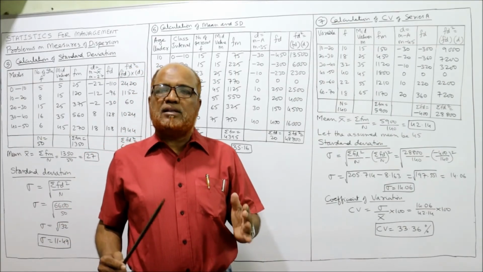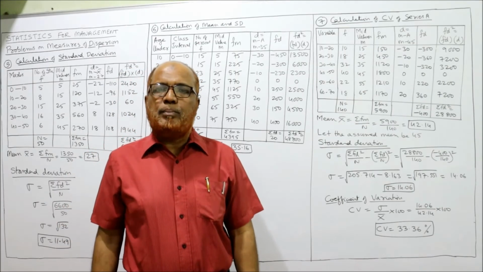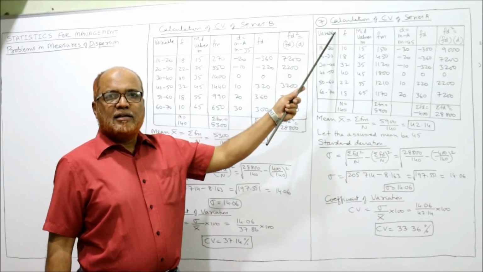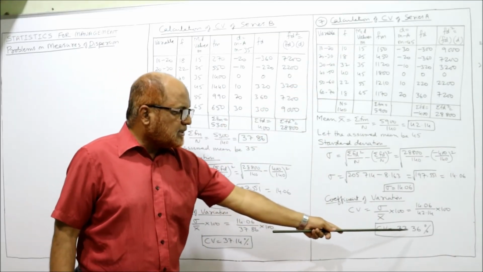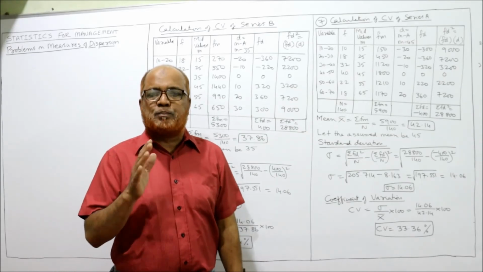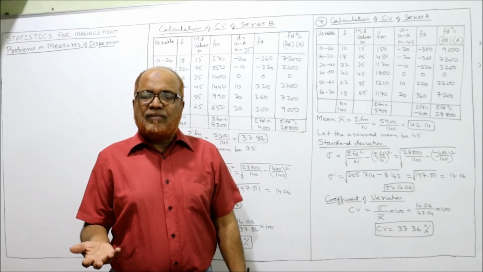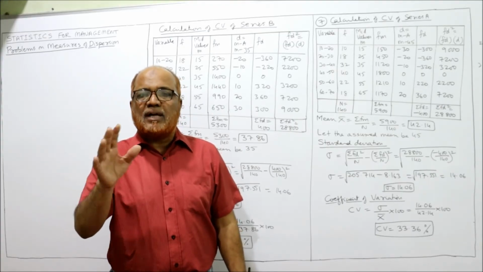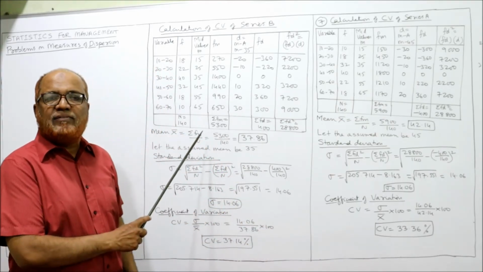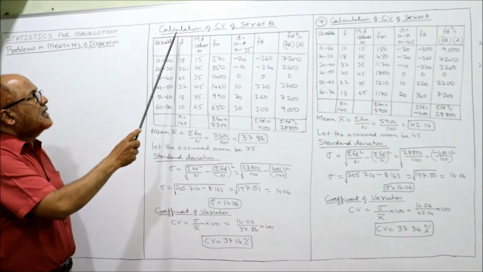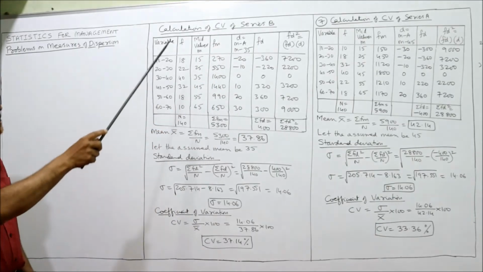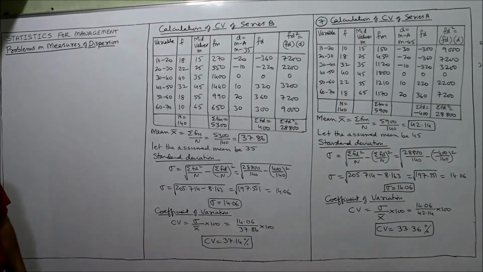Similarly, we have to calculate the CV for series B. So we have calculated the CV of series A. Series A, the CV comes to 33.36%. In order to compare the variability of two groups, we calculate CV. Whichever group has a more CV, that group is more variable. That's it. Now we calculate the CV of series B. Take a screenshot of this solution of CV of series B.